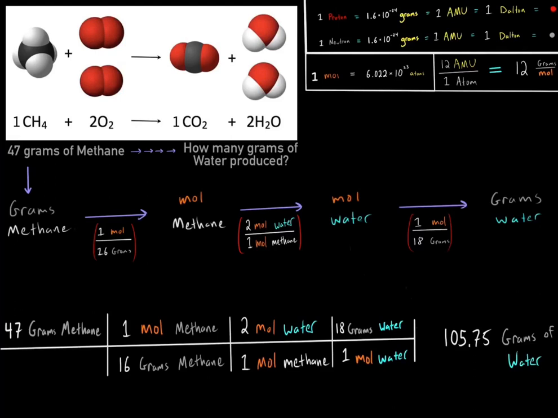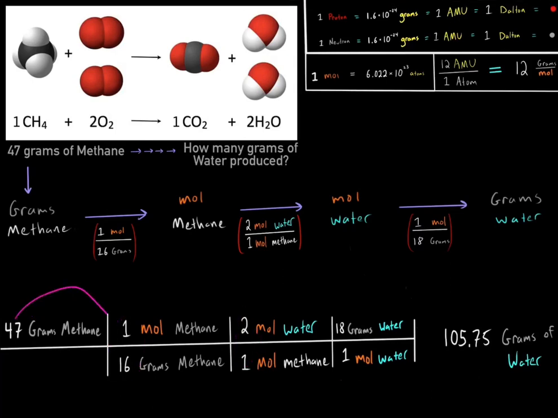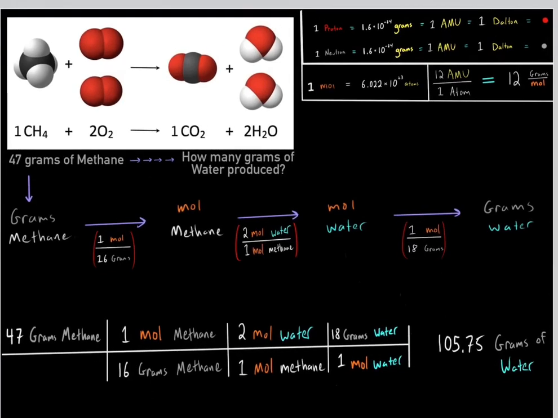If we were to cancel out all the units, grams of methane cancel, moles of methane cancel, moles of water cancel, and we're left with grams of water. That's the units we're left with. So our answer will be in grams of water. And if you just do this math, where 47 times 1 divided by 16 times 2 divided by 1 times 18 divided by 1, you would get 105.75 grams of water.